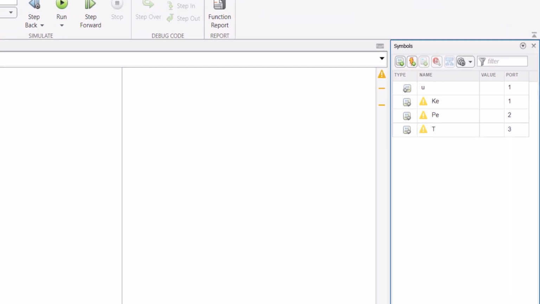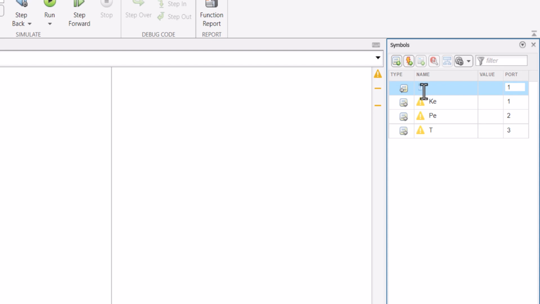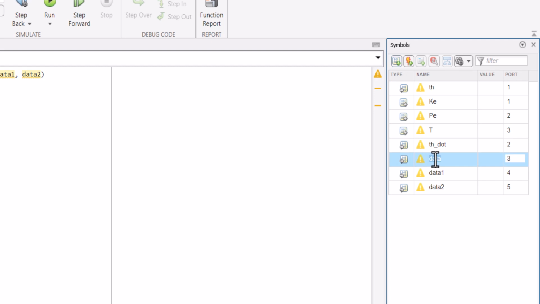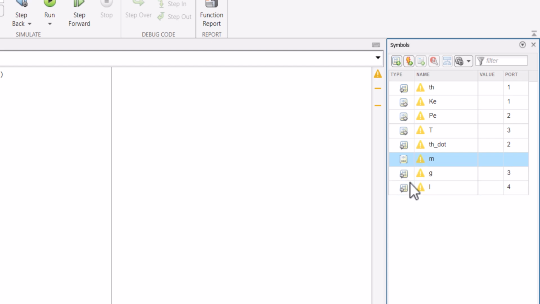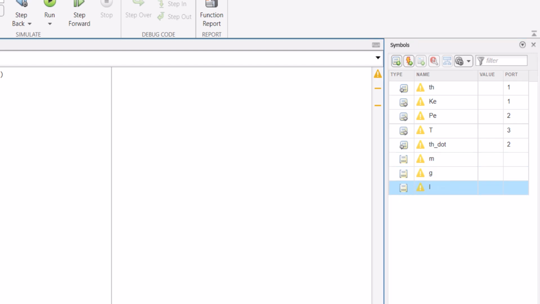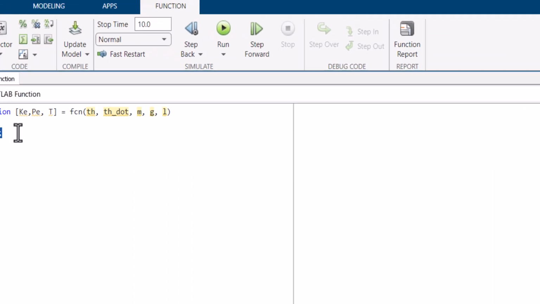So if I go in over here once again, I need theta. That will be my input. I need another input, which will be theta dot. And then I need three other inputs, which are M, G, and L. But these are not inputs, these are parameters. So I'm converting these inputs to parameter data so that it can automatically pick them from the model workspace. Now I can write the equations over here.